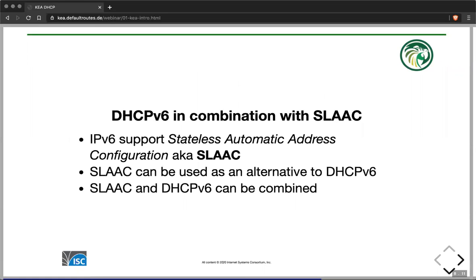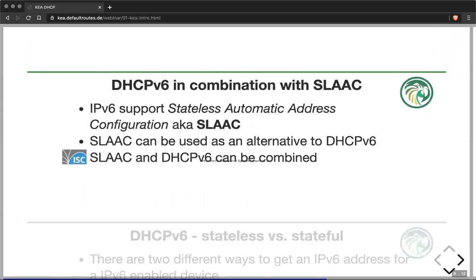DHCP is not the only way to give IP addresses to clients in an IPv6 network. There's also stateless address autoconfiguration, also called SLAAC. And SLAAC can either be used as an alternative to DHCPv6, or it can be combined with DHCPv6. So you can decide as an administrator whether you want to have DHCP or SLAAC or both in your network.